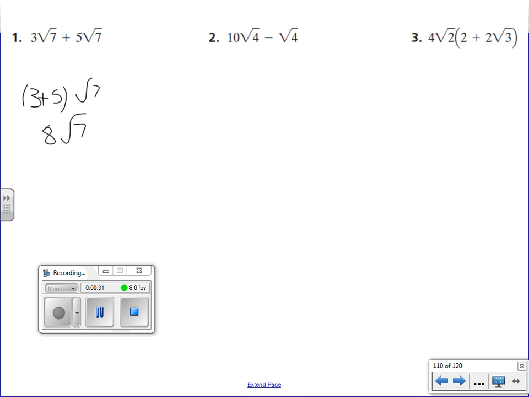Okay, same thing here. 10 root 4 minus root 4 will realistically give us 9 root 4. Root 4 simplifies to 2. 9 times 2 is 18.